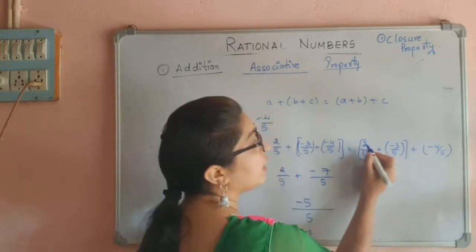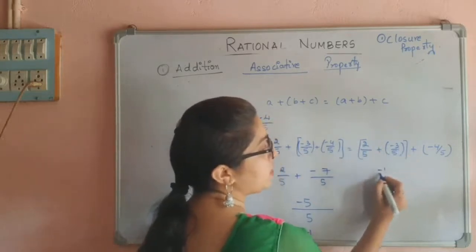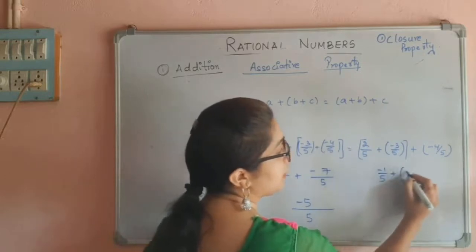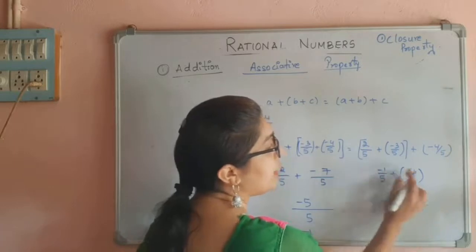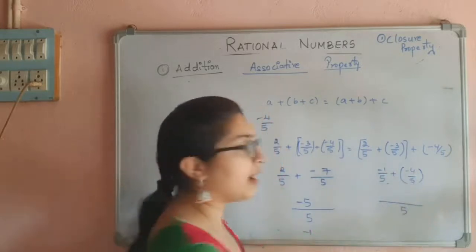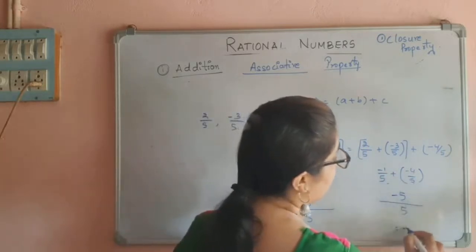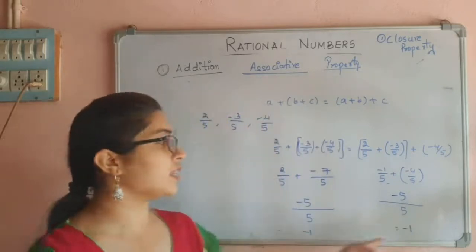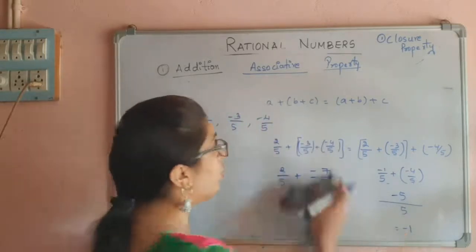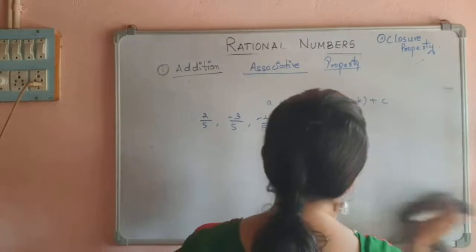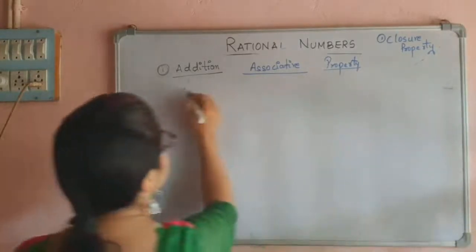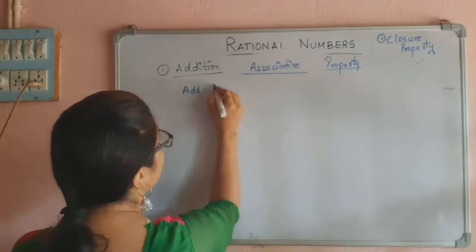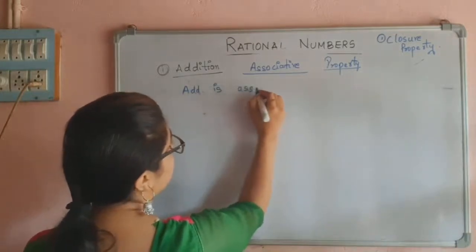On the other side, if I take 2 and minus 3, that is minus 1 by 5, plus minus 4 by 5. Again the LCM is 5, and adding minus 1 and minus 4 gives you minus 5. So this is equal to minus 1. So minus 1 is equal to minus 1. So we can say addition is associative for rational numbers.